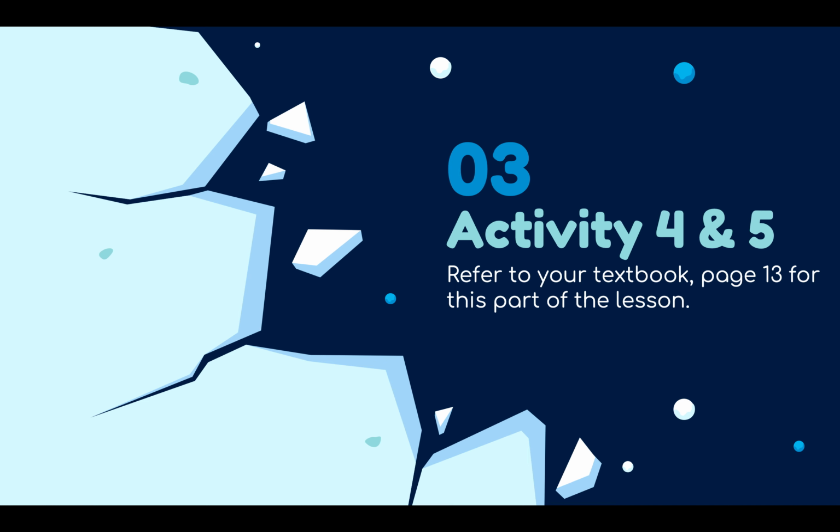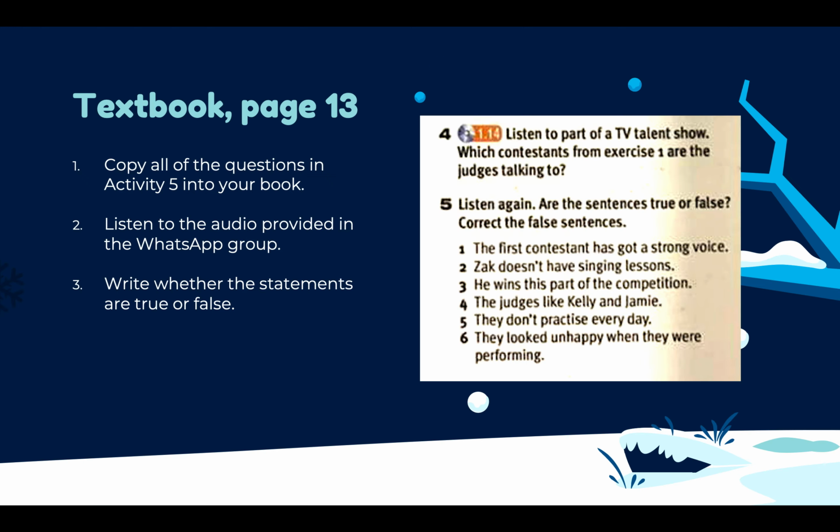Now, next is the third section of this presentation, activity 4 and 5. If you look at your book, you'll see why I separated these two and collected them in one section. Okay, untuk aktiviti 4 dan 5, kamu masih lagi tengok buku teks, muka surat 13. Dia senang untuk gabung je benda ni, okay? So, what you will do is, you will copy all of the questions in activity 5. Okay, you'll copy these sentences.